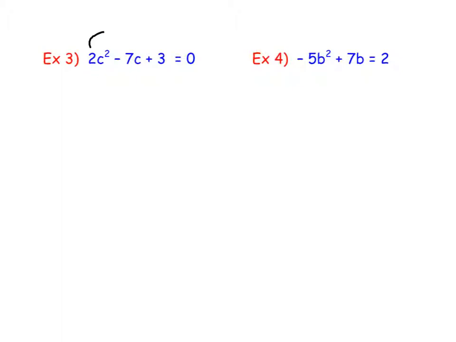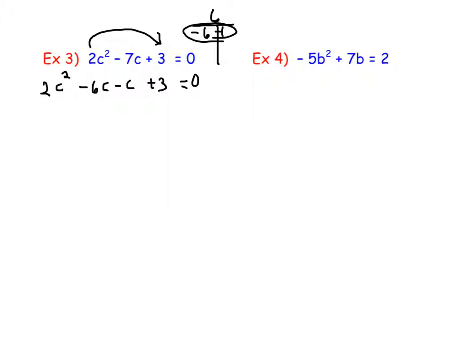So remember, we have to multiply A times C, and we're looking for factors of 6 that add to -7. So I could do 6 and 1, and since they would both have to be negative because they would need to add to -7. So then my factors would be, I'd have 2c squared, remember to bring that one down, and then we're going to break this into two factors, -6c, -1c plus 3.